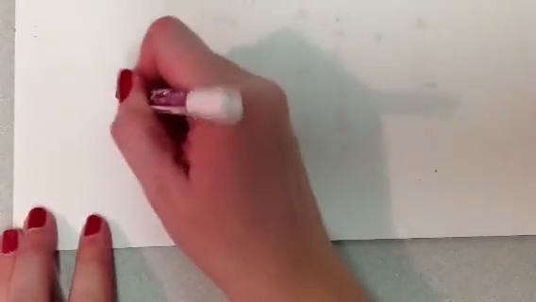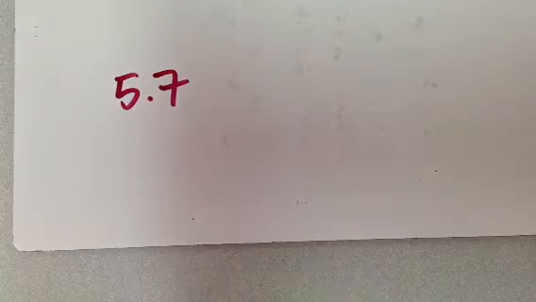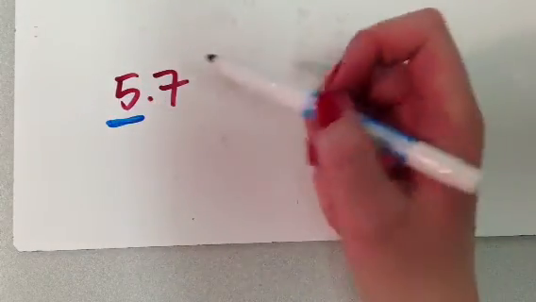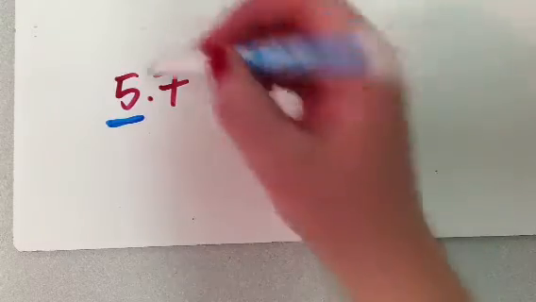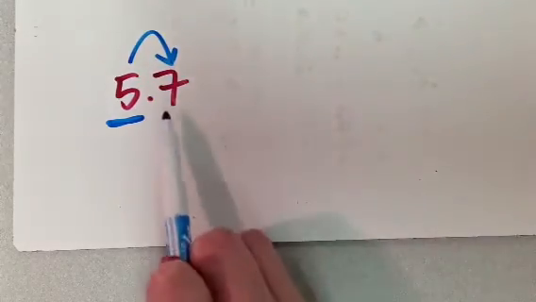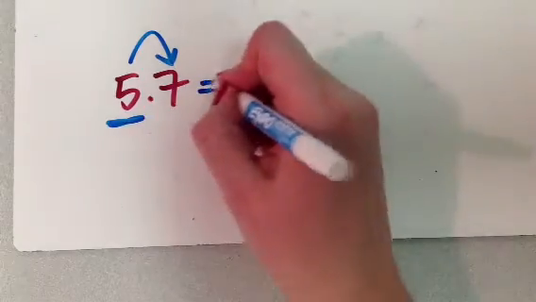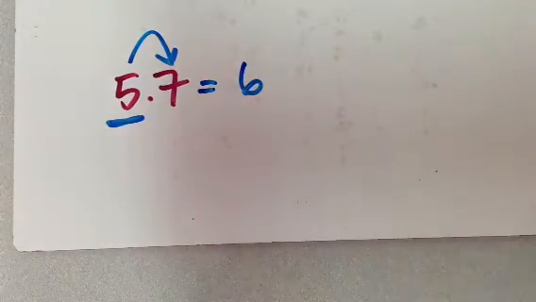Okay, so let's look at an example. If I have 5.7, and I want to round that to the nearest whole number, or the nearest dollar, if you think about it that way, I have to figure out what place I'm going to round to, because this is my whole number, that's my ones place. It's dependent on this guy. Is that 7 5 or more? It's more than 5, so I'm going to round to 6.